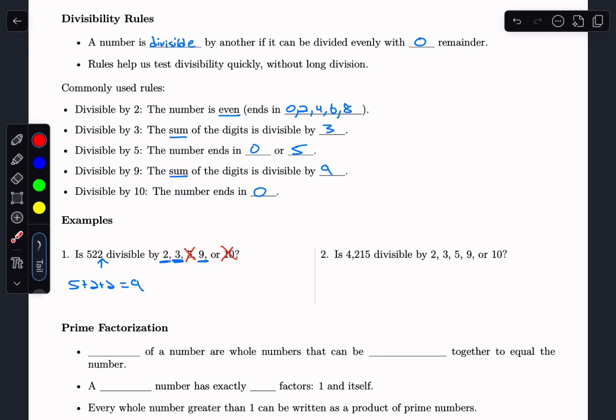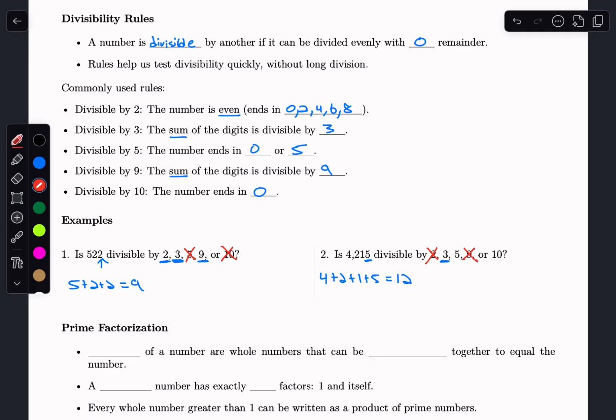Next one, 4,215. This number ends in a 5. Because it ends in a 5, that means this is an odd number, so it is not divisible by 2. If we add up these digits, 4 plus 2 plus 1 plus 5, 4 plus 2 is 6, plus 1 is 7, plus 5 gives us 12. 12 is divisible by 3, and so this whole number is divisible by 3. 12 is not divisible by 9, so 9 is not going to work.